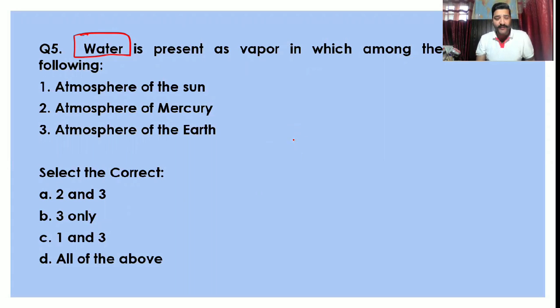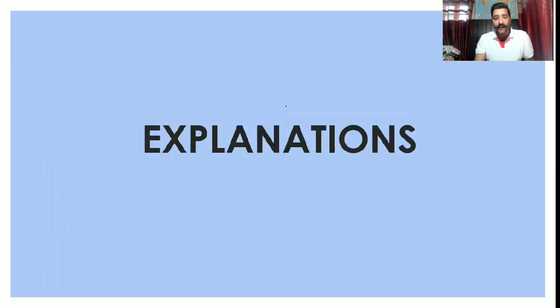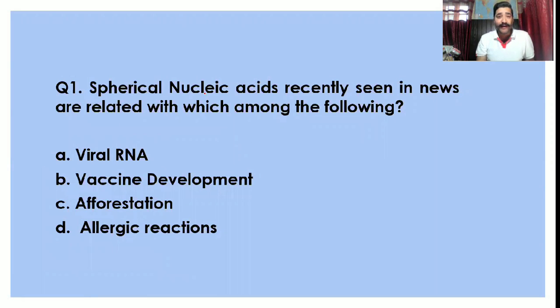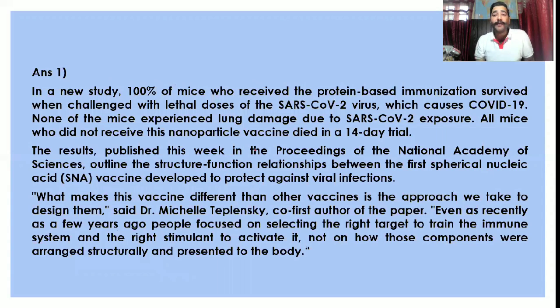So let's come to the answers then. Explanations here. So just a second. Yes. So spherical nucleic acids recently seen in news are related with which among the following? The answer here is vaccine development. This is a very recent study where we have used these spherical nucleic acids. These SNAs are nanoparticles.